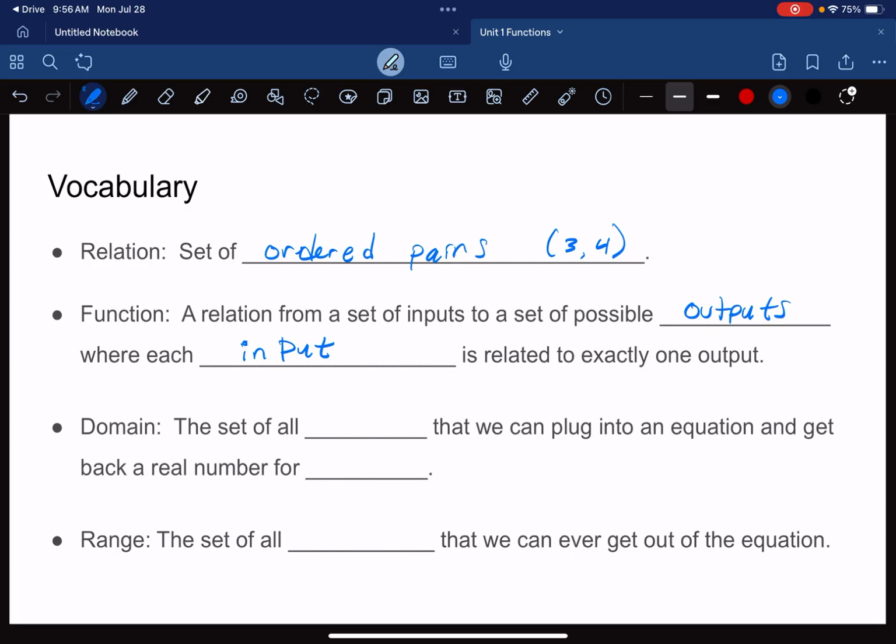So what's domain? Well, the domain is just all the inputs that we can plug into an equation and get back a real number for outputs. Okay, so domain just is all the inputs, and range is all the outputs that you can ever get out of an equation or a function. A picture, it could be a graph, it could be a table. So there are lots of ways you can represent a function. So let's look at some of those.